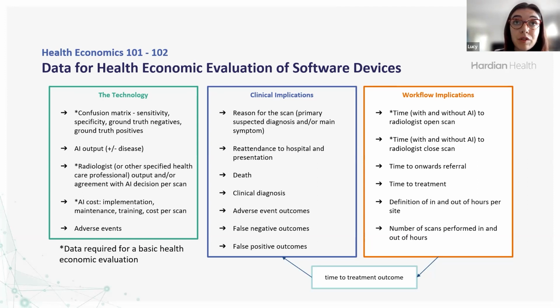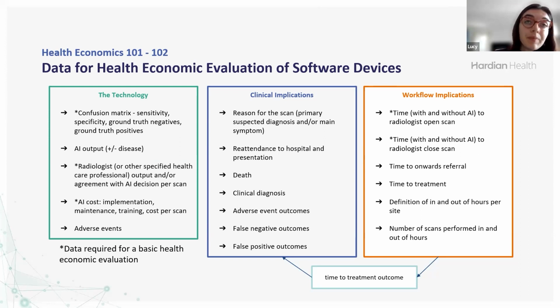Data on your confusion matrix, sensitivity, specificity, any outputs or information on the presence of disease, and then also the variation in the effect or efficacy of the technology across different healthcare professionals. So for instance, it could be the added benefit of the technology when equipped with a radiologist versus a nurse practitioner, for example.